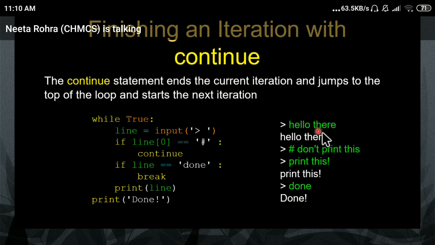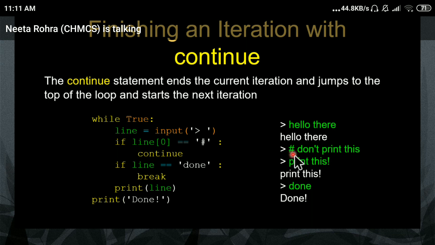So check. Initially we have "hello there", which is inputted. Is line[0], the first character, hash in this case? No. So it will go to the next if. If line equals done, is this whole string done? No. It prints the line. That means "hello there" is printed. Again it goes back to the loop, the condition being always true. While True, it waits for another input.